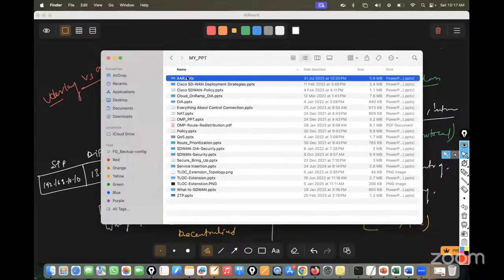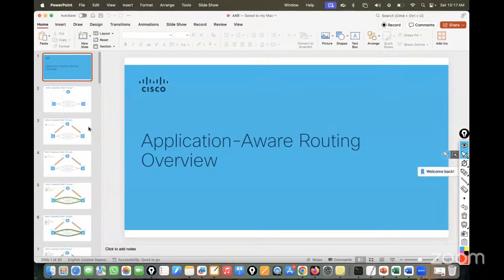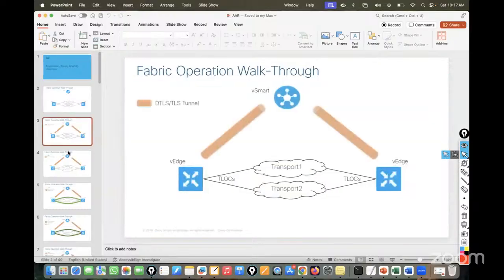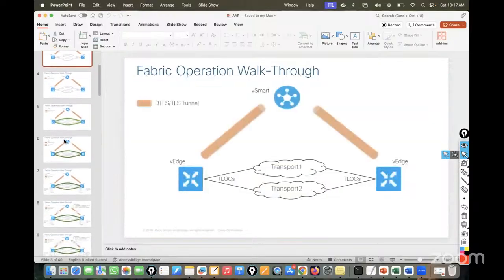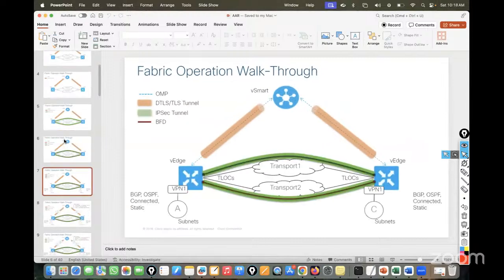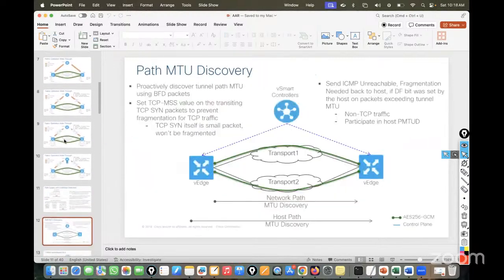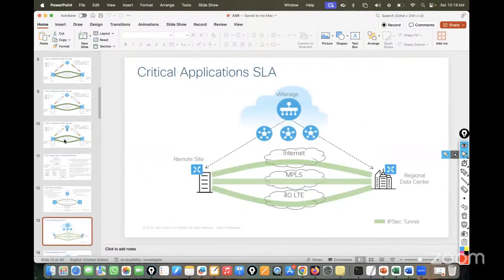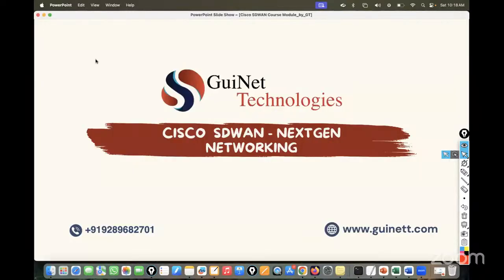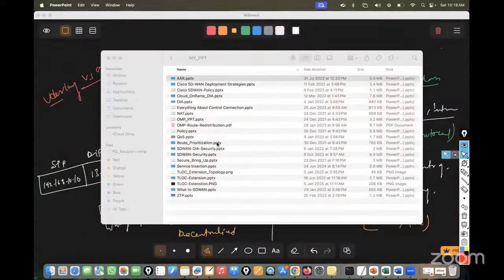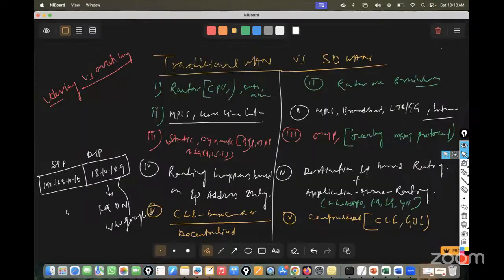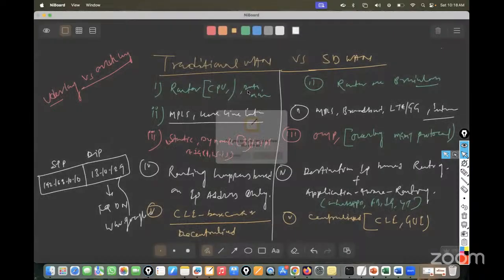This is the first module, application aware routing. First we have to understand how it happens, with a good understanding of the concept: how transport happens, how routing happens, what the parameters are, and then we do labs as well, Amit. Will it make sense? Definitely. But is it something like port based, or specific server IP based? Let me explain.